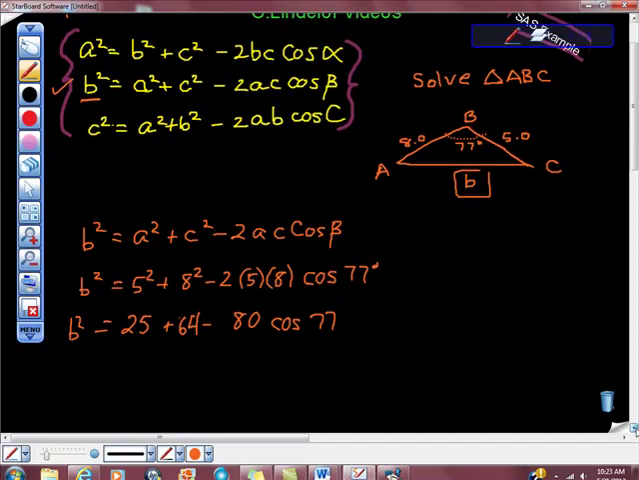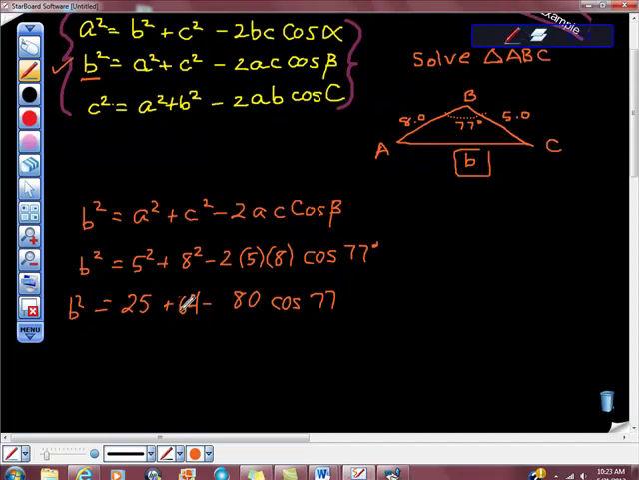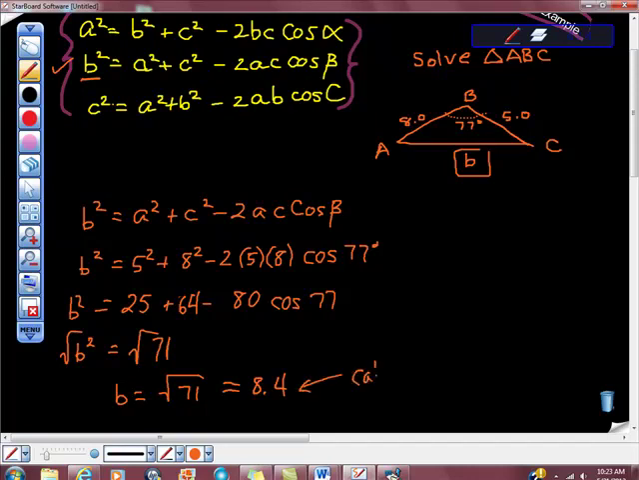I can't be more plain with you than this. I'm going to use my calculator to do this math, and when I do all this math, I get b squared is equal to 71. Then I'm going to take the square root of both sides. So b is equal to the square root of 71, which is about equal to 8.4. If you're wondering how I'm doing this, I admit I'm not doing this in my head. This is calculator stuff. So this side is about equal to 8.4.